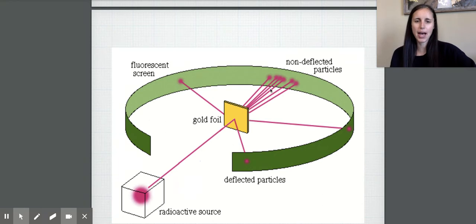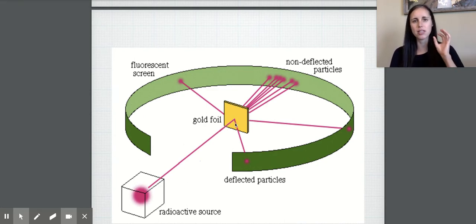Most of the time it passed right through, but sometimes it bounced right back, or it was deflected. So deflected means that it just kind of passed off, it changed course. So it didn't go right through, it either changed course or it bounced right back. So what this suggested to Rutherford is this high-powered beam must be stopped by something.